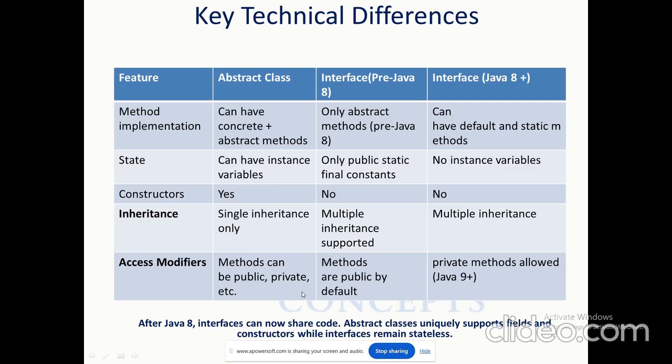So abstract classes can still uniquely support state, that is fields, constructors, and non-public methods, and interfaces remain stateless contracts. They can't enforce how a class initializes dependencies. Now moving on to understand when to use what.